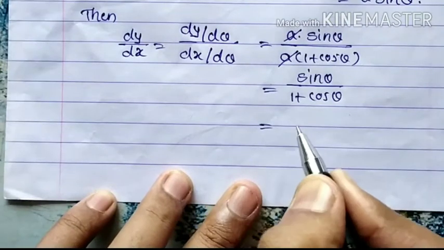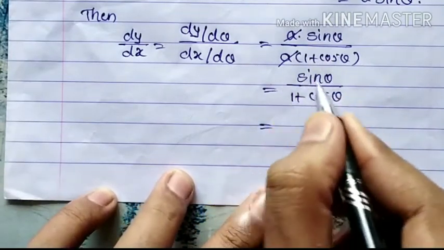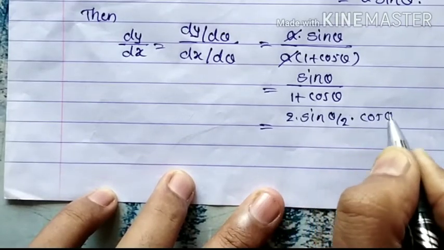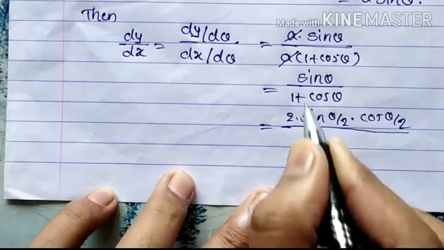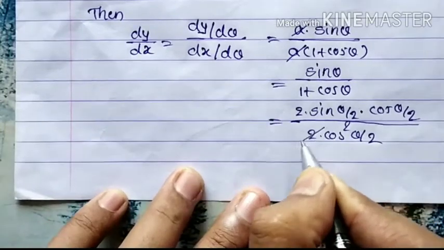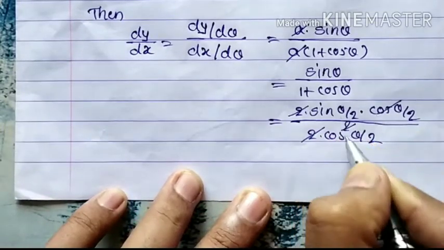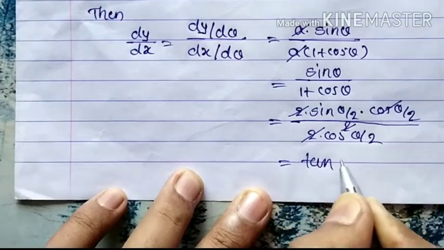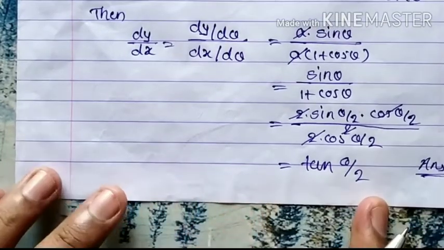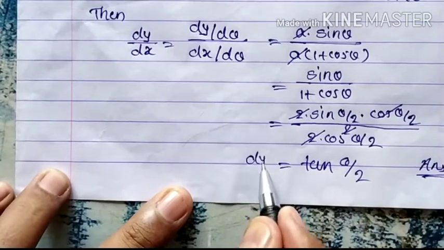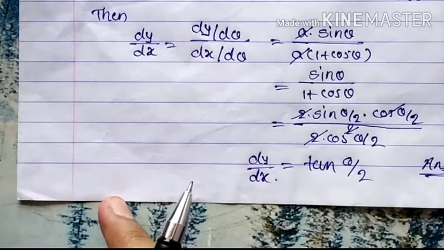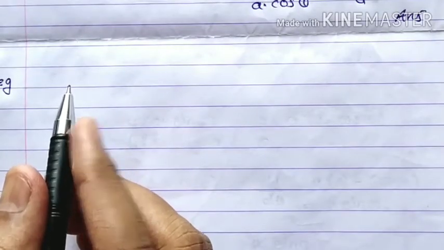Sometimes you may simplify this by using a trigonometric formula. So sine theta can be replaced by 2 sine of theta by 2 into cos of theta by 2, using the half angle formula. Similarly, 1 plus cos theta is 2 cos square of theta by 2. Now the 2 gets cancelled, one cos gets cancelled, sine by cos remains, so the final value is tan of theta by 2. This is the most simplified answer to your question, the derivative of y with respect to x. This is all about the derivative of a parametric function.